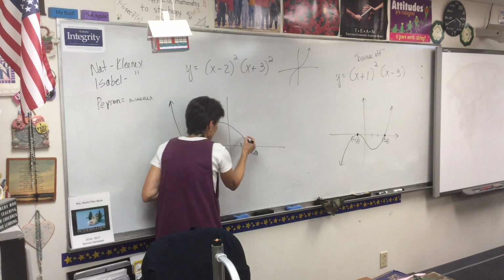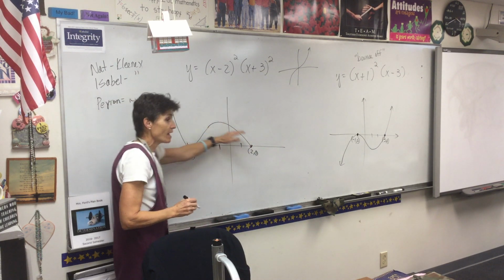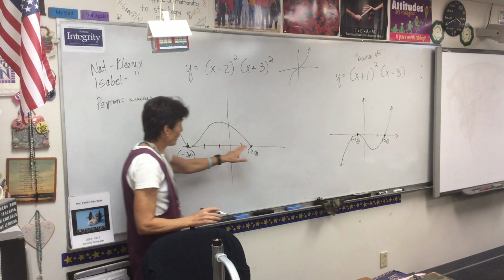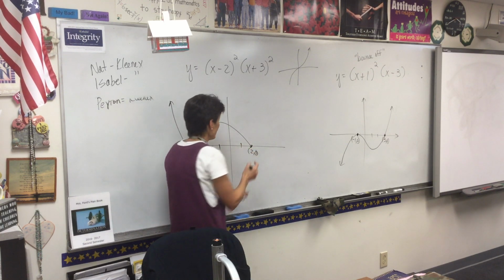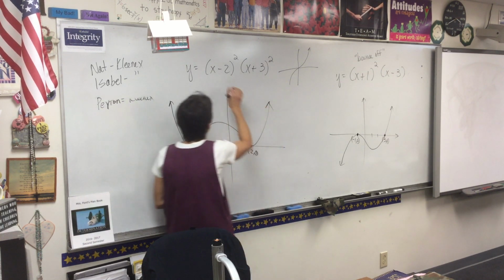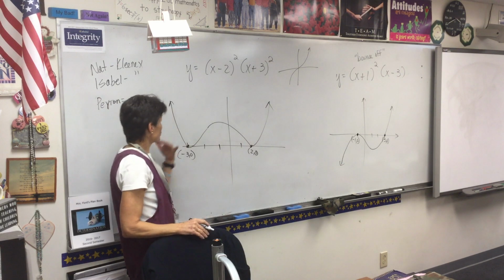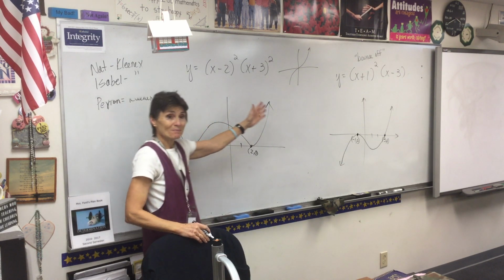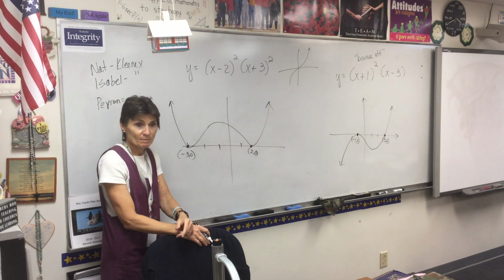And it's going to come down and get to this 0. You have to connect these dots. But what happens when it gets here? It bounces because that one is squared also. So what do we have? Start up, end up. Just like it's supposed to.